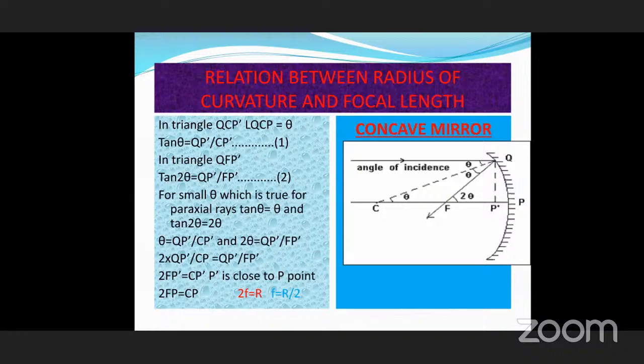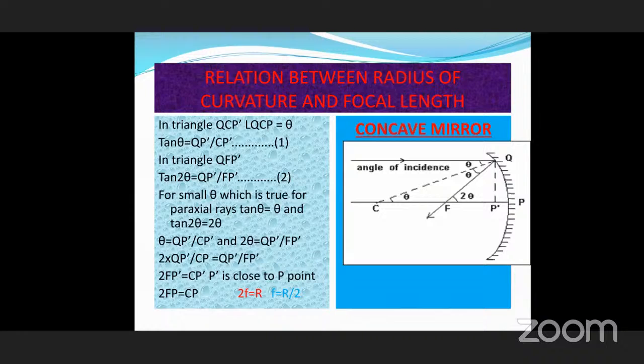First, you have to write the description in one paragraph according to the rays you have drawn. After that, the derivation starts. There are two triangles, QCP dash and QFP dash. You have to take these two right angle triangles, and take both tan theta and tan 2 theta, two equations. And the assumption is that theta should be small.